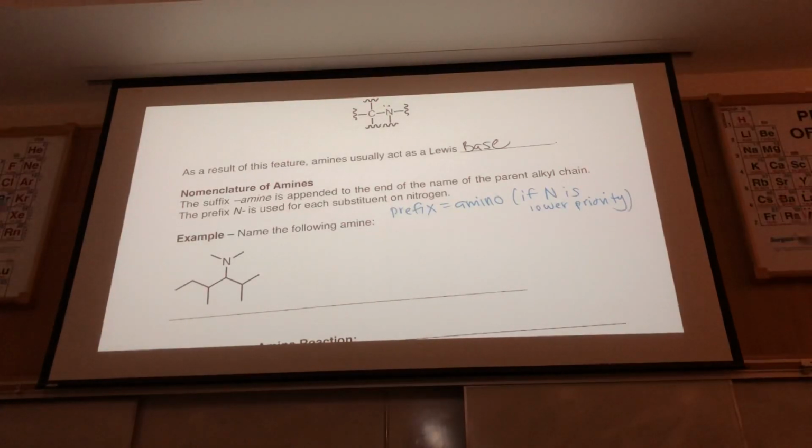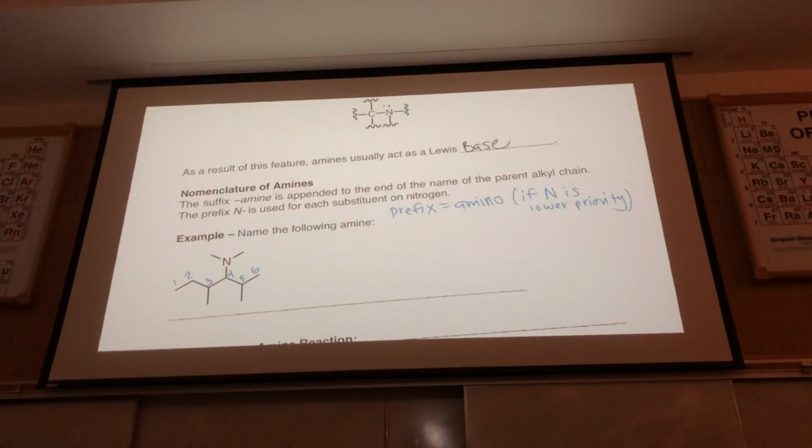Okay, so let's figure out the best way to name this. We've got to get the parent name first, the longest chain of carbon atoms. So we could start here: 1, 2, 3, 4, 5, 6. Okay, so 6 carbon atoms. Is that the best way to number?